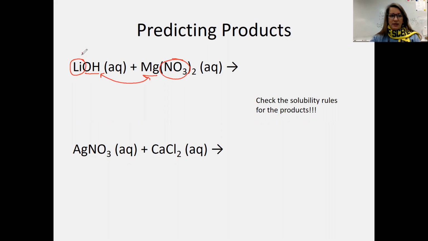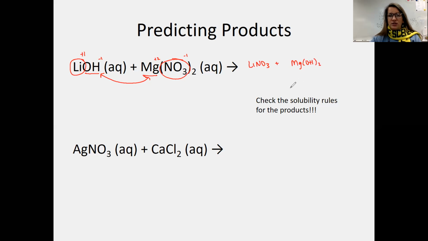So we want to remember that lithium is +1, hydroxide's -1, magnesium's +2, and nitrate is -1 when we're making those new compounds. So outsides with outsides, lithium nitrate would be LiNO3, and then magnesium and hydroxide, you always want to put the cation first when you make your ionic compounds. So even though you see hydroxide first, you want to put that magnesium first because that's the positive ion. So it would be magnesium hydroxide, Mg(OH)2.